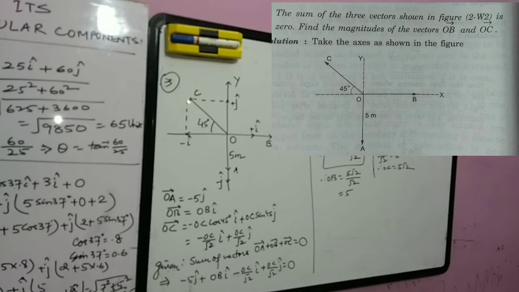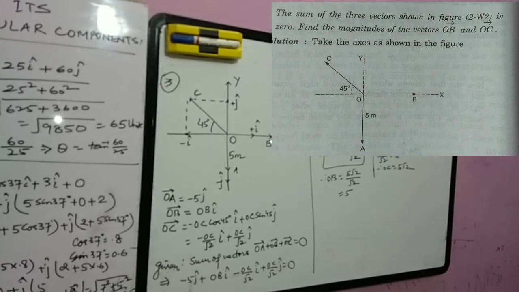So now I am coming again to this portion. This OC vector has two components, one along the x axis and the second along the y axis. So we can write OC, where OC is its magnitude, as minus OC cos 45 degree i plus OC sin 45 degree j. So OC has two components: minus OC by root 2 i and plus OC by root 2 j.